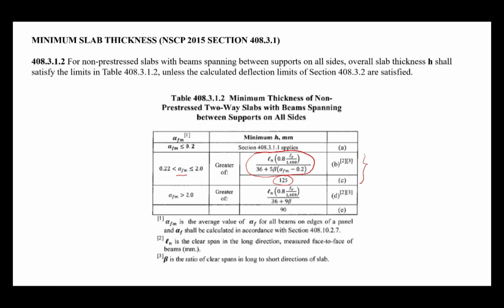We see here that alpha Fm is the average value of the flexural stiffness for all beams on edges of a panel, and it shall be calculated based on this section. And in the computation of this, Ln is the clear span in the long direction measured face to face of beam in millimeters, and beta in this case is the ratio of clear spans in long to short direction of slabs.